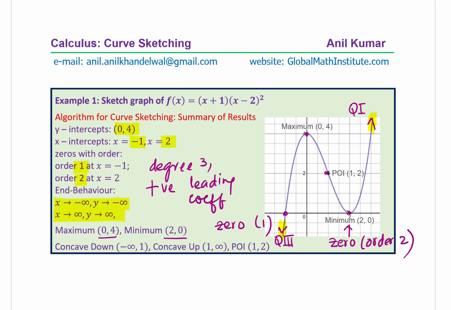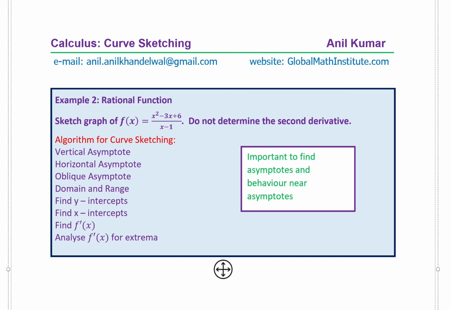Perfect. Now let's take the next example, which is of a rational function, right? So here we have the next example, which is rational function, example 2. Sketch the graph of x squared minus 3x plus 6. Do not determine the second derivative, right? So sometimes it may not be very critical. We have mentioned clearly here.